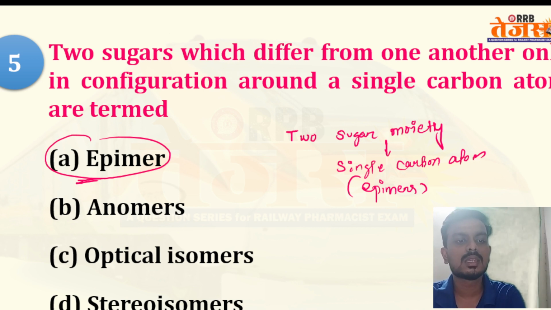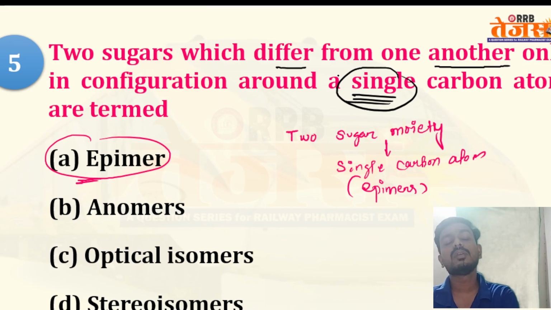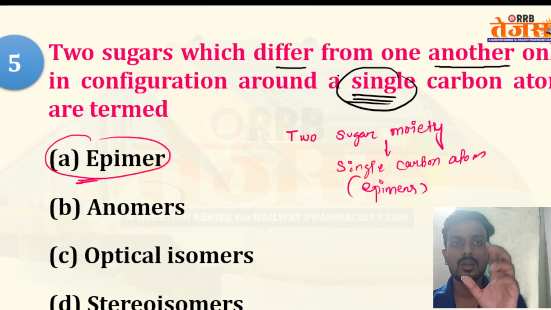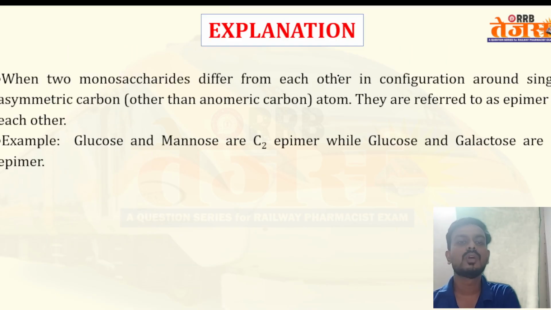The question is asking that when two sugars differ from each other only in the configuration around a single carbon. In one particular carbon, all the structure will be the same, and only in that one carbon the structure differs. Then we call it an epimer. So when two monosaccharides differ from each other in the configuration around a single asymmetric carbon.